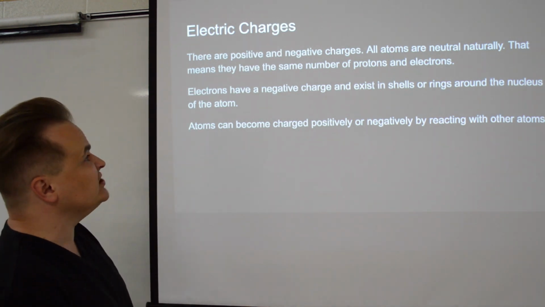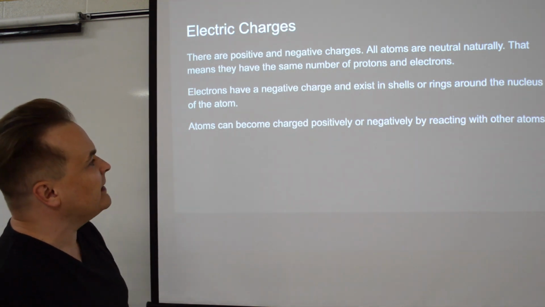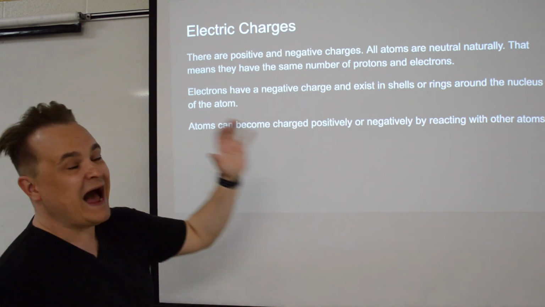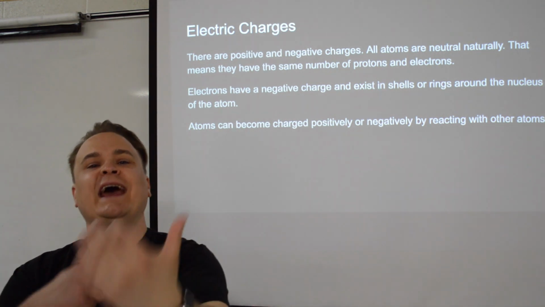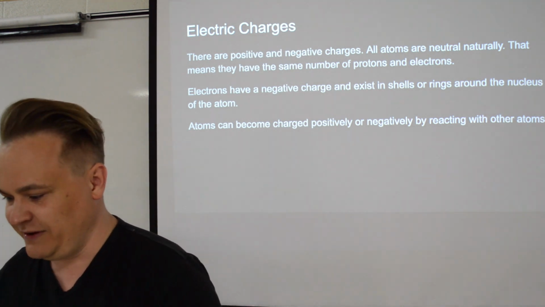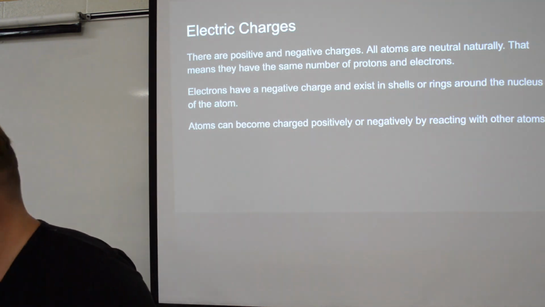Electrons have a negative charge and exist in shells or rings around the nucleus of the atom. And atoms can become charged positively or negatively by reacting. And don't worry, we're going to get into atoms reacting and creating positive and negative charges. We'll be doing that a little bit later. There's that note there that I was working on.